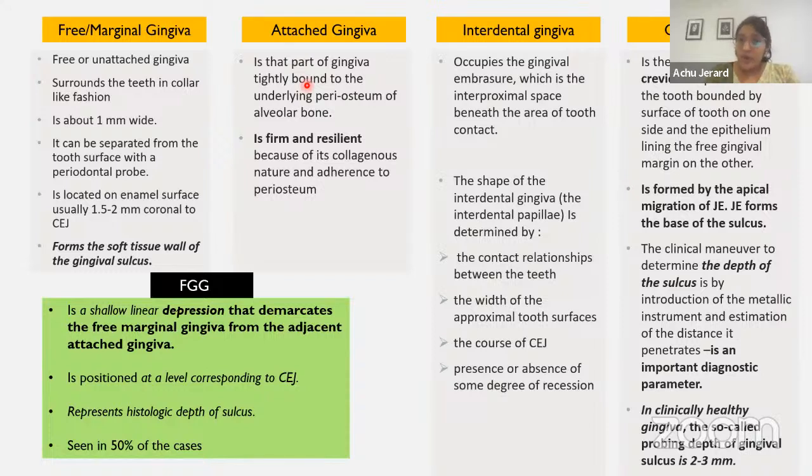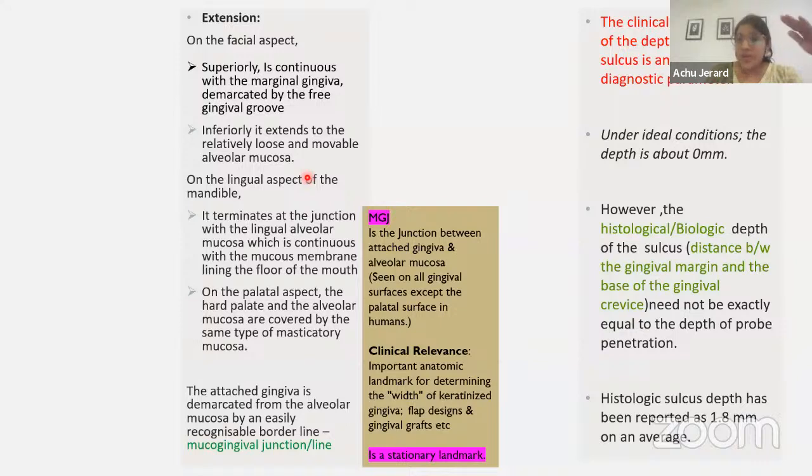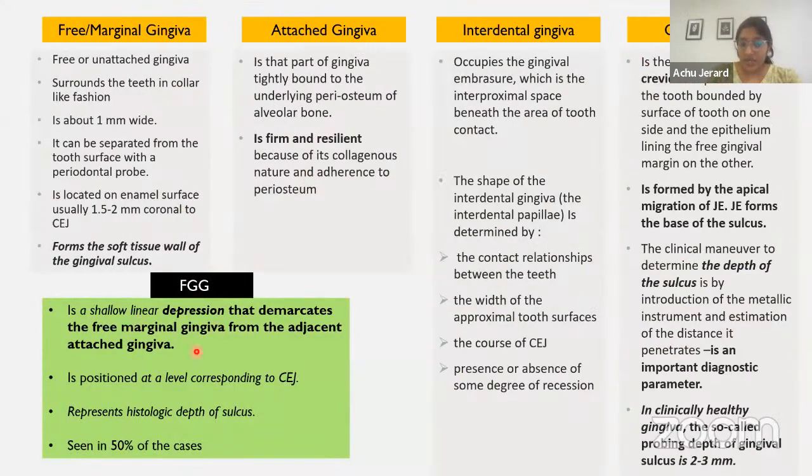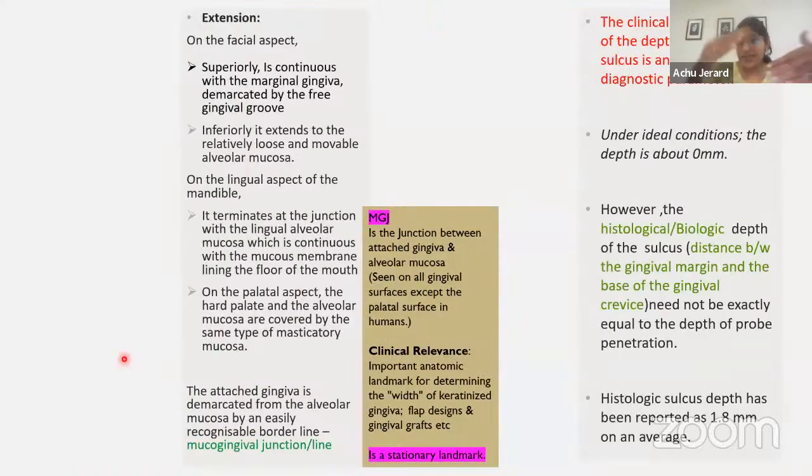So attached gingiva, I've already told you, is that portion of gingiva firmly bound to the tooth structure, and it is firm and resilient. Why is it firm and resilient? Because of its close adherence with the bone and the collagenous nature of connective tissue. And you should also know the extension of attached gingiva. Superiorly, it is continuous with the marginal gingiva, which is demarcated by a free gingival groove, a shallow linear depression, which I have also told you. And then inferiorly, it is continuous with the loose and movable alveolar mucosa.